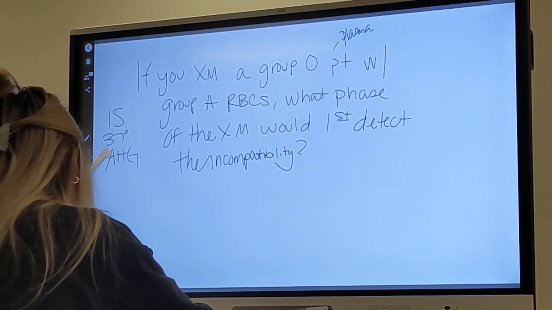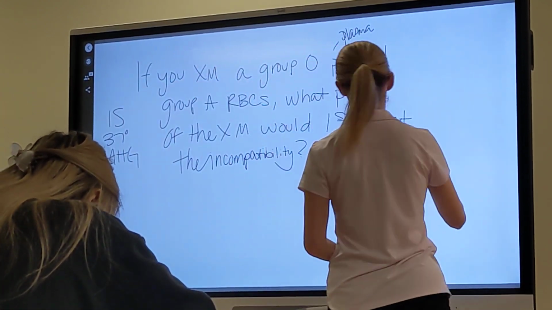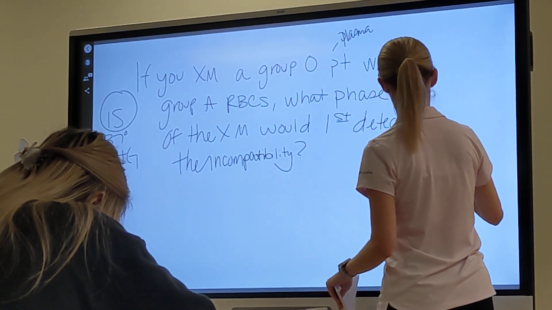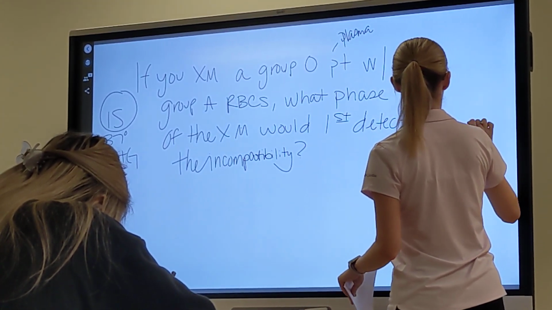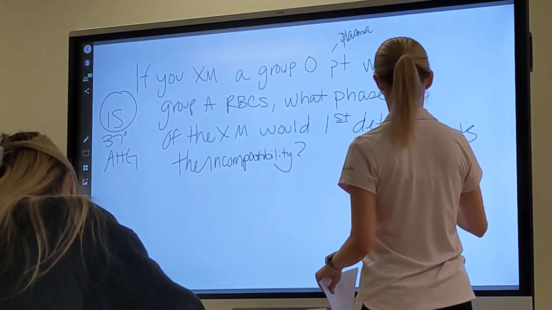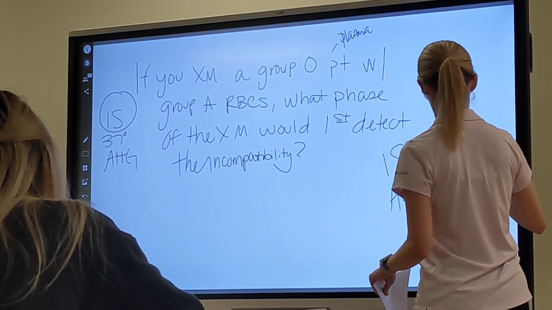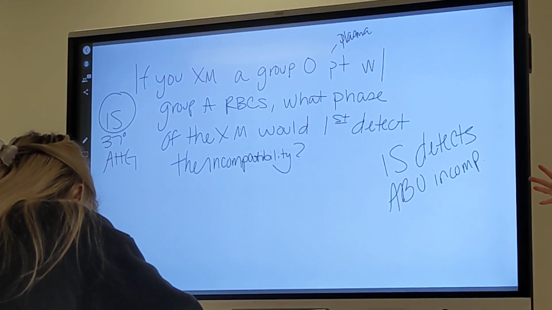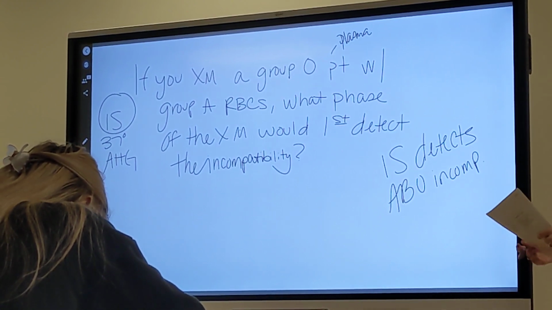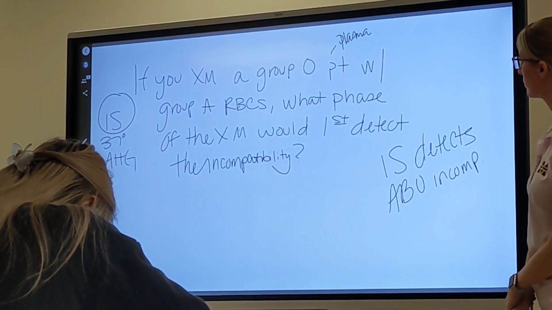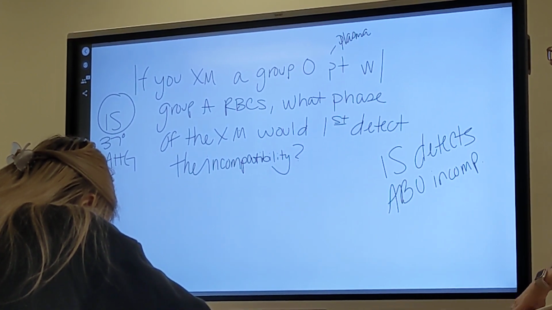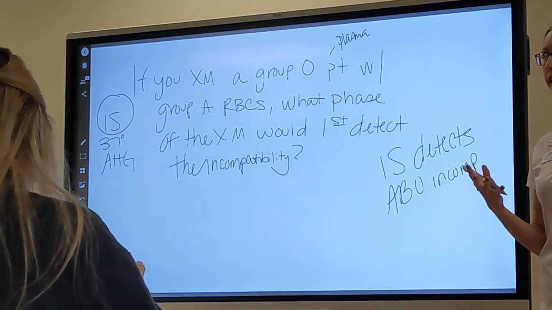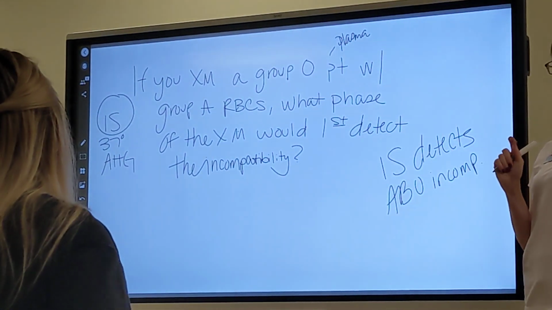Yes. That's what the immediate spin cross match is for. Immediate spin is just to detect ABO incompatibility. So you're gonna know it right away. We're gonna be able to see what that looks like in the tube. It's just gonna look like a big lump, like it's gonna agglutinate.